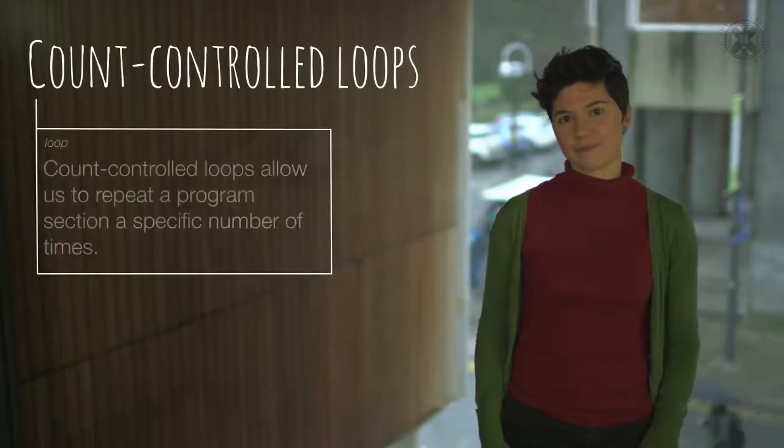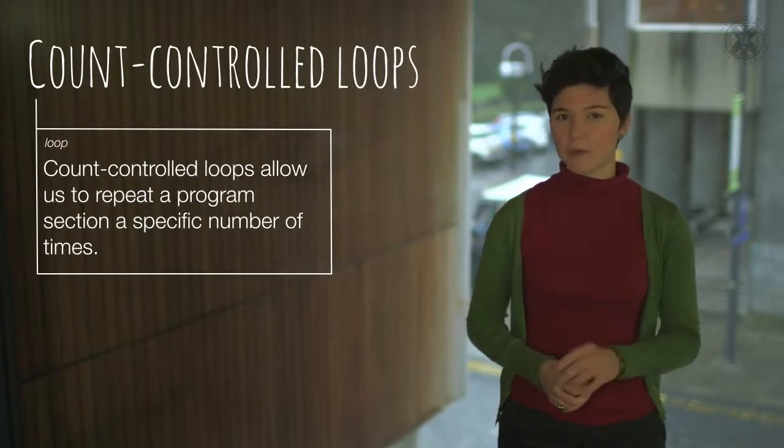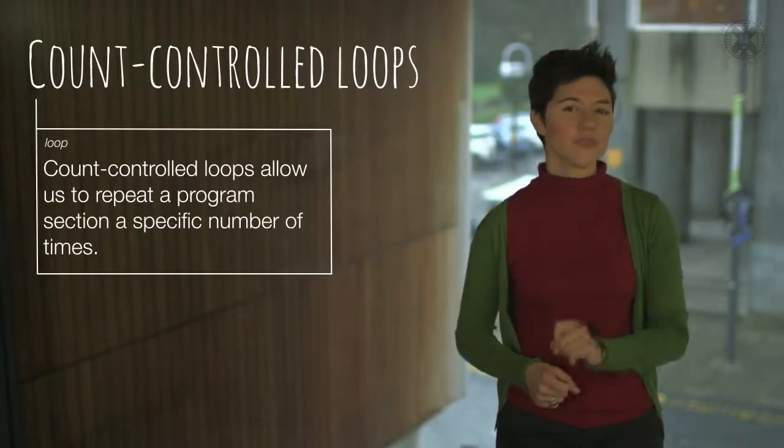Apart from infinite loops, there are two more types of loops: count-controlled and condition-controlled. Let's look at these in more detail. Count-controlled loops allow us to repeat a program section a specific number of times.